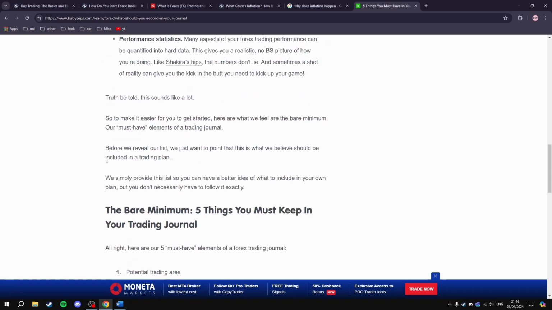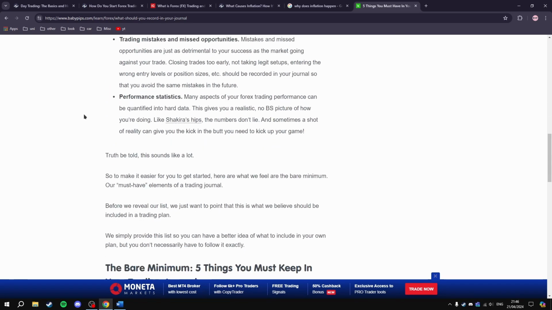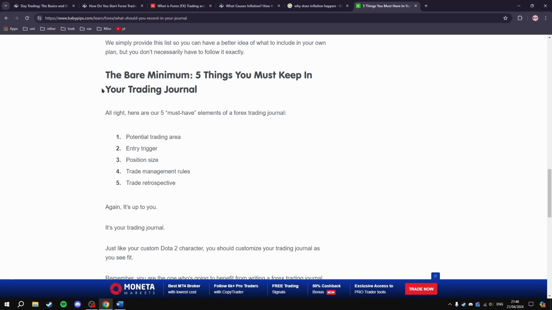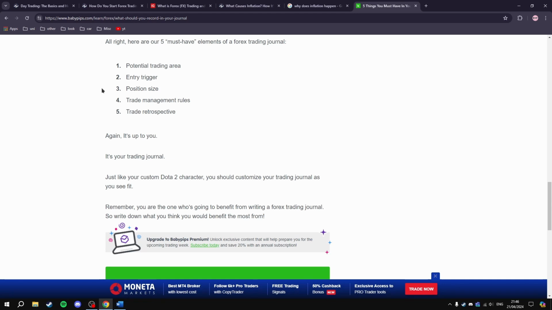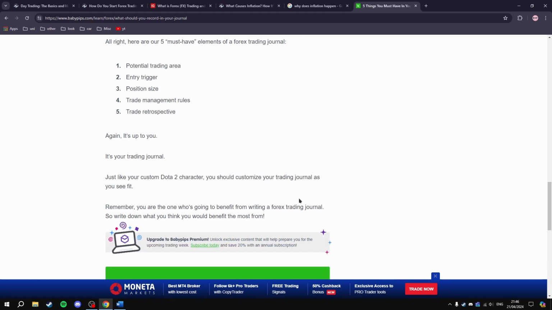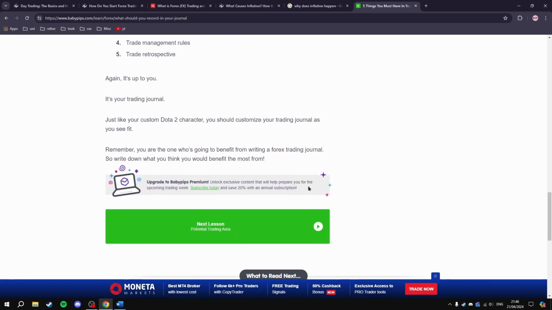Although it's a lot, the more detail you put in, the better it is in the long term. The bare minimum 5 things you must keep in your trading journal: potential trading area, entry trigger, position size, trade management rules, and trade retrospective. With regards to that, it's your trading journal, so add what else you think you might need in there, what you want in there, because the trading journal is meant to be for you and you only.